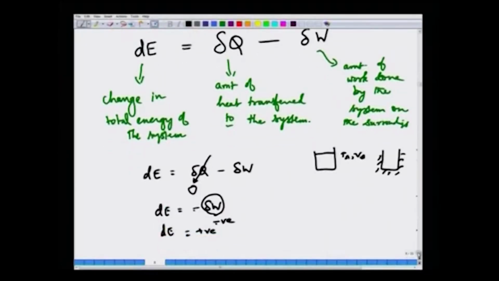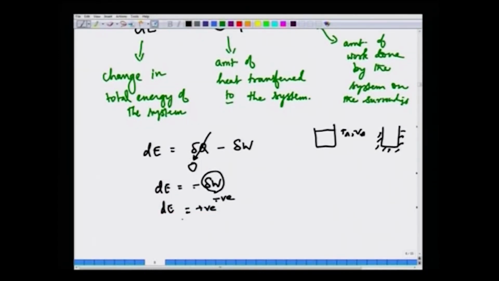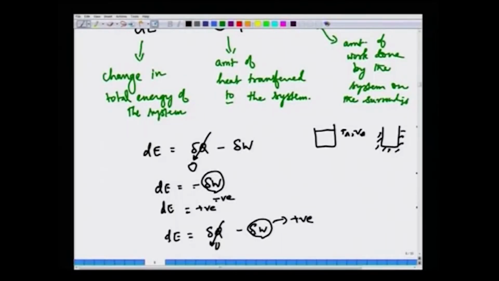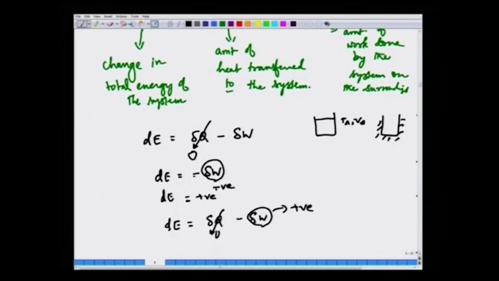Now, let us imagine another case, again insulated. If the system does work on the surroundings, it is going to lose energy. So, dE will be negative. So, if del W is positive, that is, the system is doing work on the surroundings, then the system will lose its energy. Okay. So, that is the meaning of the sign convention.